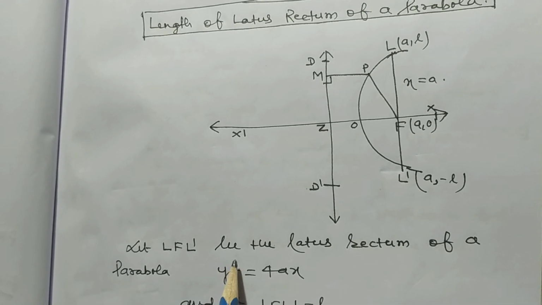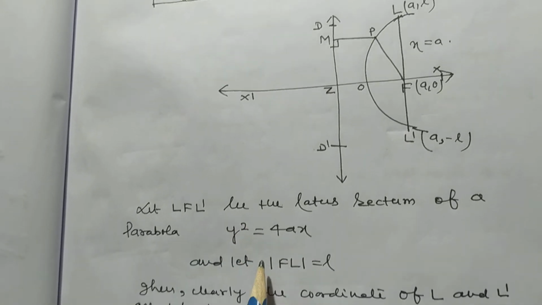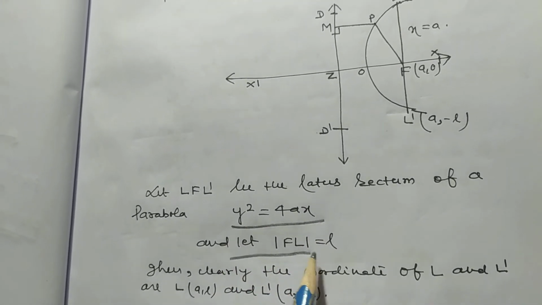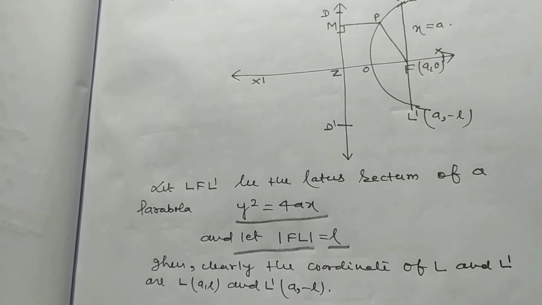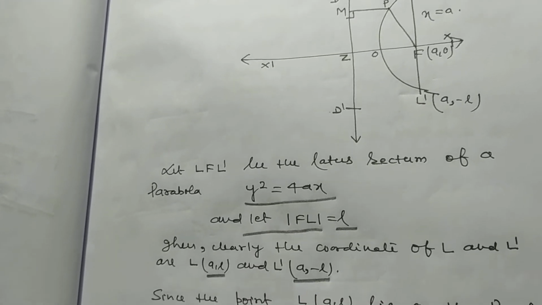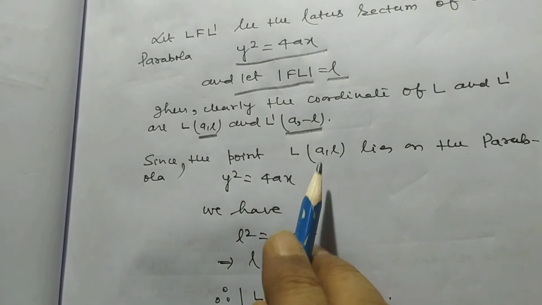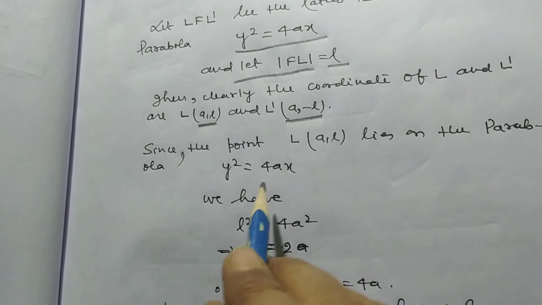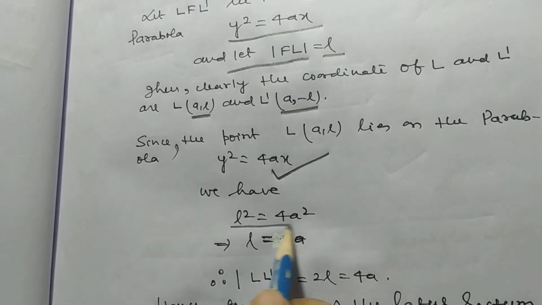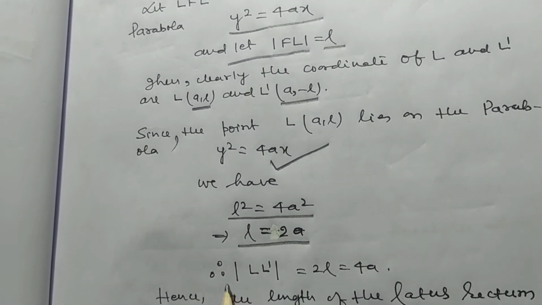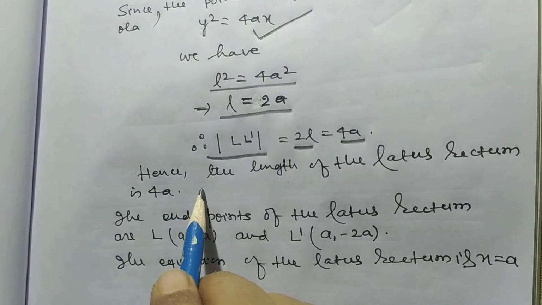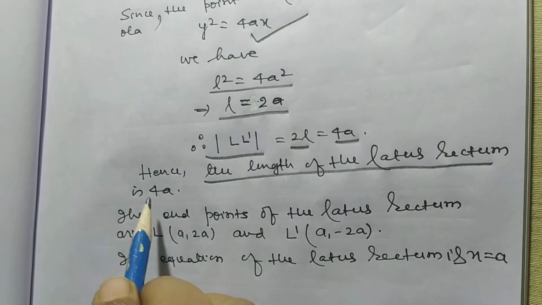Let LFL dash be the latus rectum of the parabola y square equals 4ax. And let mod of FL be equal to l. Then clearly the coordinates of L and L dash are (a, l) and (a, minus l). Since the point L(a, l) lies on the parabola y square equals 4ax, we have l square equals 4a square. So l equals 2a. So LL dash is equal to twice l, that is 4a. Hence, the length of the latus rectum is 4a.